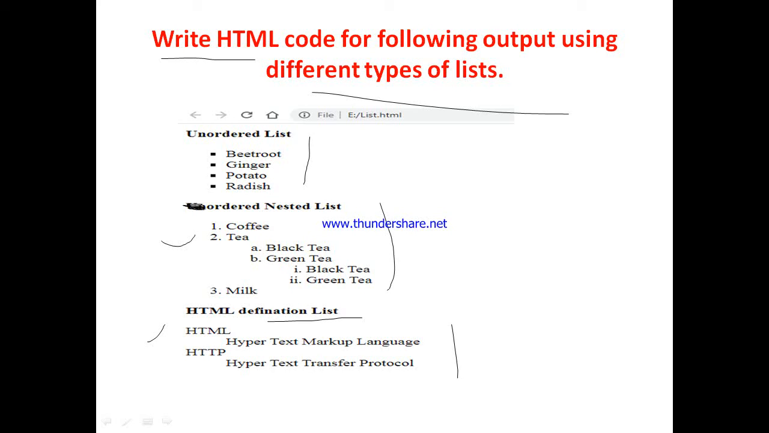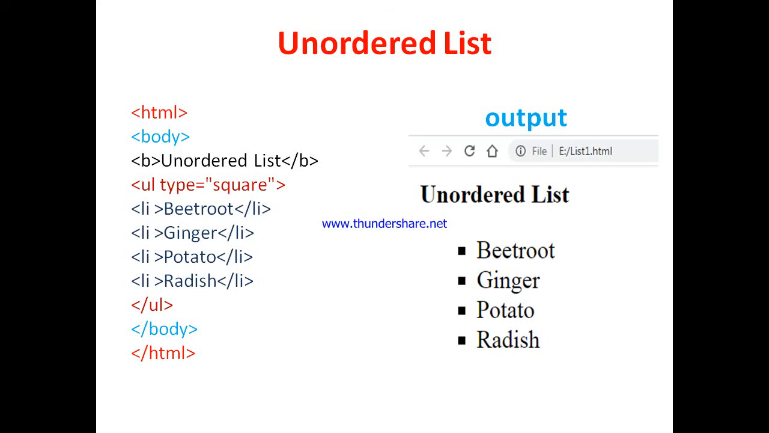Now I will do all the three things by using three different programs. I can do it in a single program also, but for better explanation, let us see one program for one list. So let us see the first program for the unordered list. Here we define the title in between the bold tag.